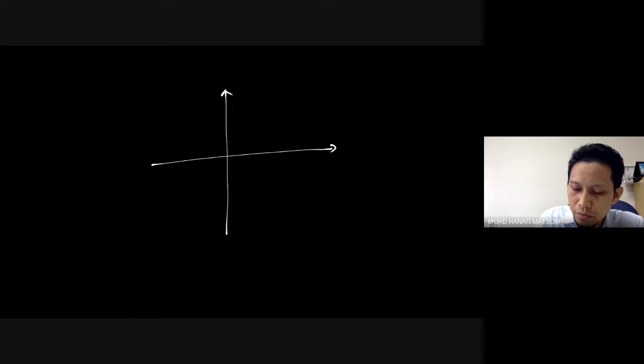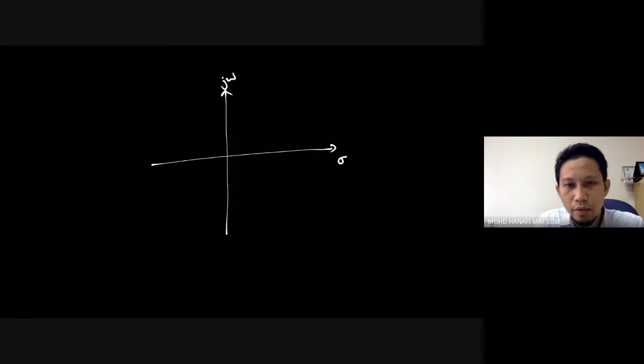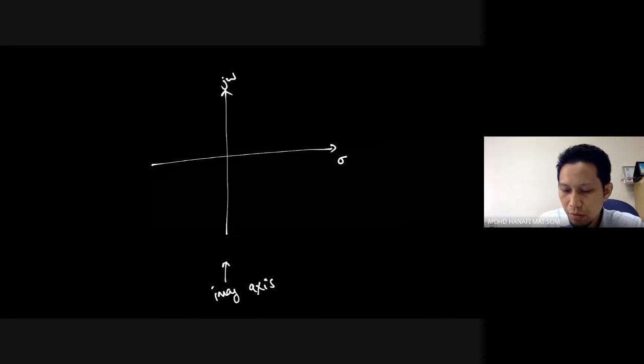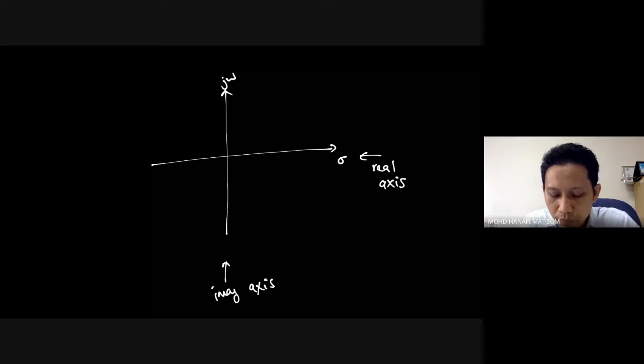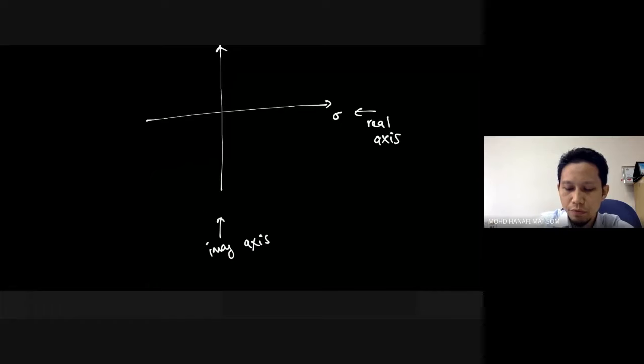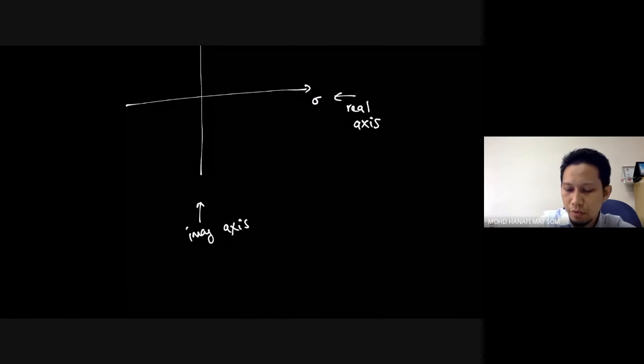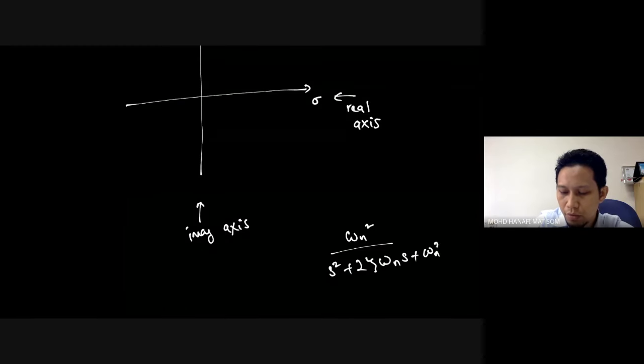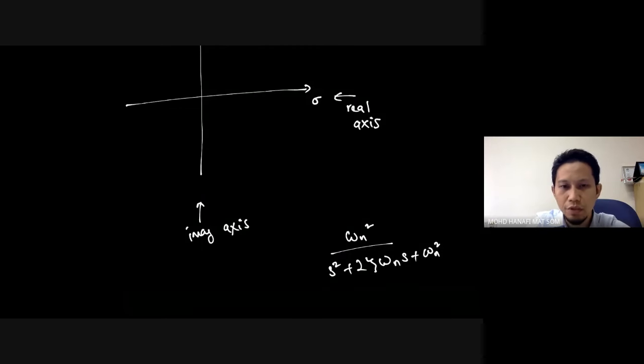So we have sigma and then we have j omega. This is the imaginary axis, and this is the real axis. For the second order system, the prototype expression is omega n square over s square plus 2 zeta omega n s plus omega n square. This is the general expression for the closed loop second order system.